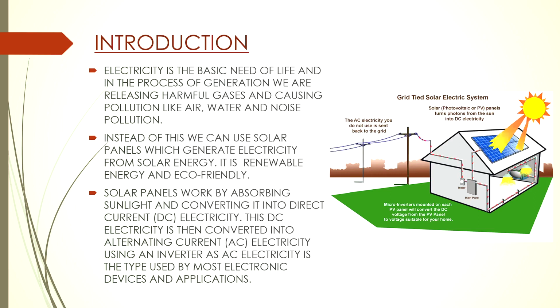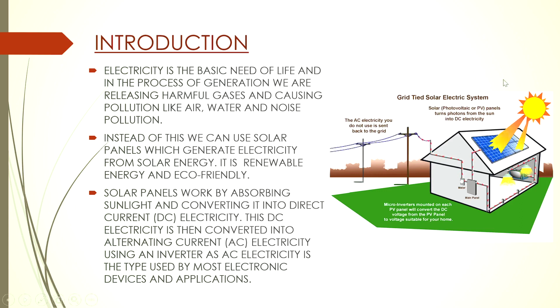So how do solar panels work? See, solar panels work by absorbing the sunlight and converting it into direct current. And this direct current is converted into alternating current using an inverter, because most of the electronic devices and applications work on AC electricity.